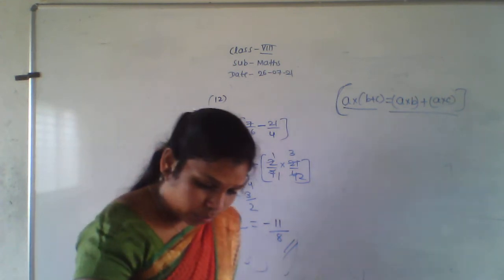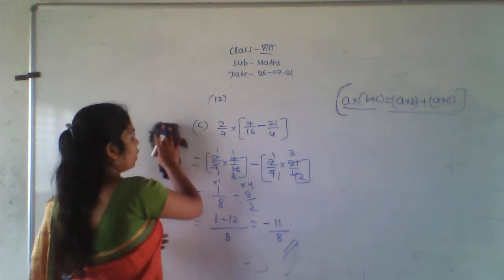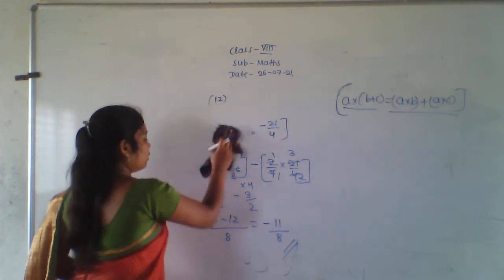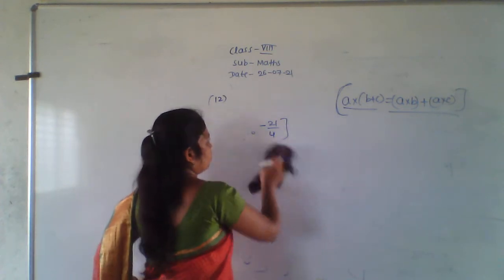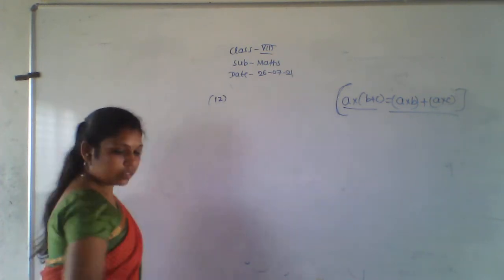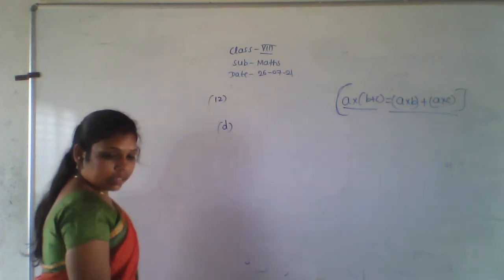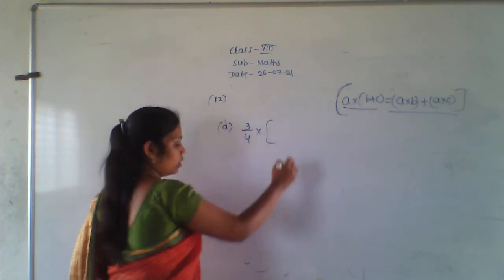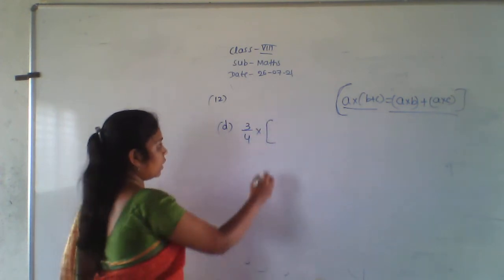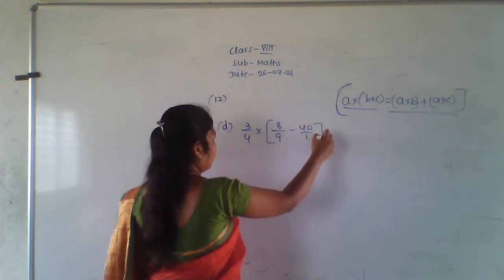Okay. Now we will go with the next problem. Last problem of this week. Okay. Last problem of the 12th week. D1, that is 3 by 4 into 8 by 9 minus 14 by 1.